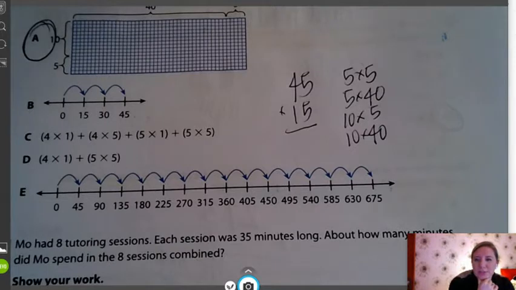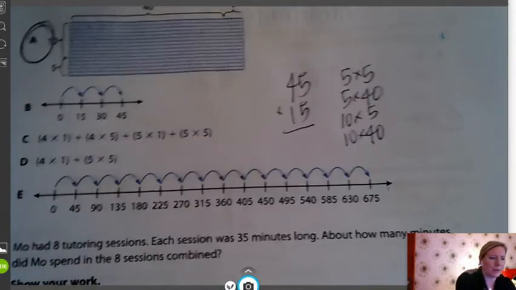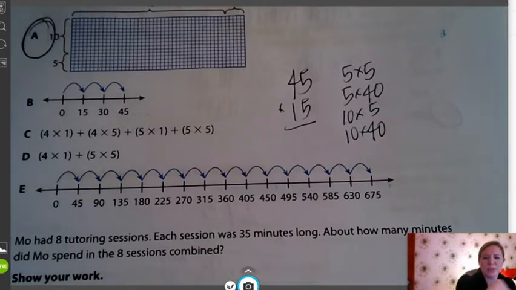Let's look at D. So D just has 4 times 1 plus 5 times 5. So no matter how we decompose those numbers, we won't decompose them that way, and those aren't any of my partial products, so it's not going to be D.